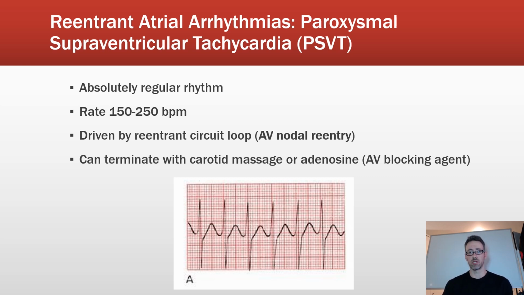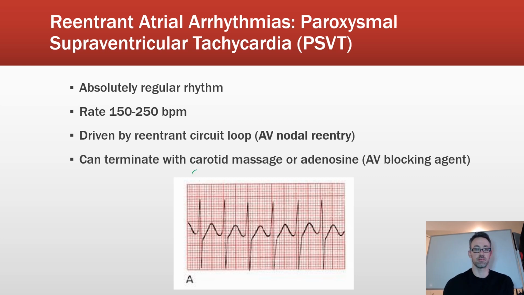The atrial rate is somewhere between 150 to 250 beats per minute. Okay, so that's driving the heart rate to about 150 to 250 beats per minute. And it's driven by a reentrant circuit loop typically located in the AV node. So that's actually important for us clinically, and I'll explain that. So this loop, this electrical racetrack, is located in the AV node. And if it's located in the AV node, what that means is that we can actually physically do something about that, because we could actually terminate this particular loop by doing what they call a carotid massage.